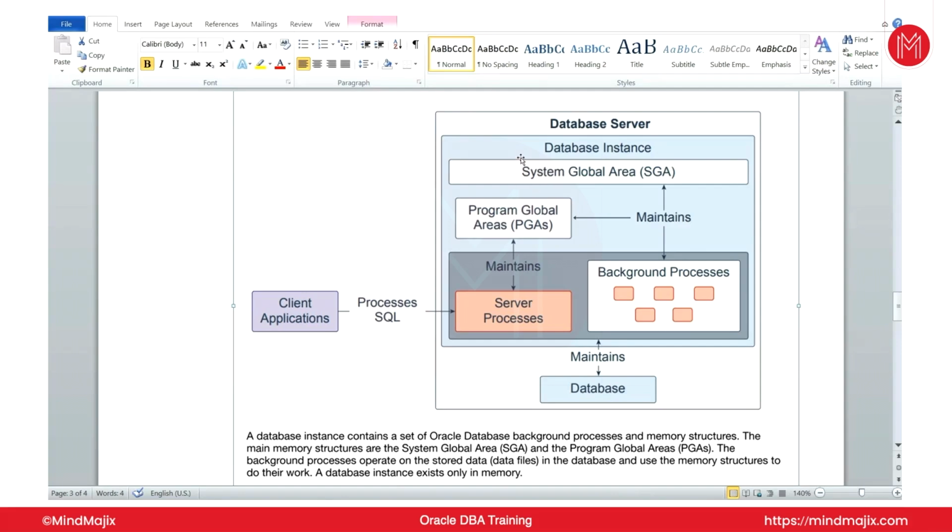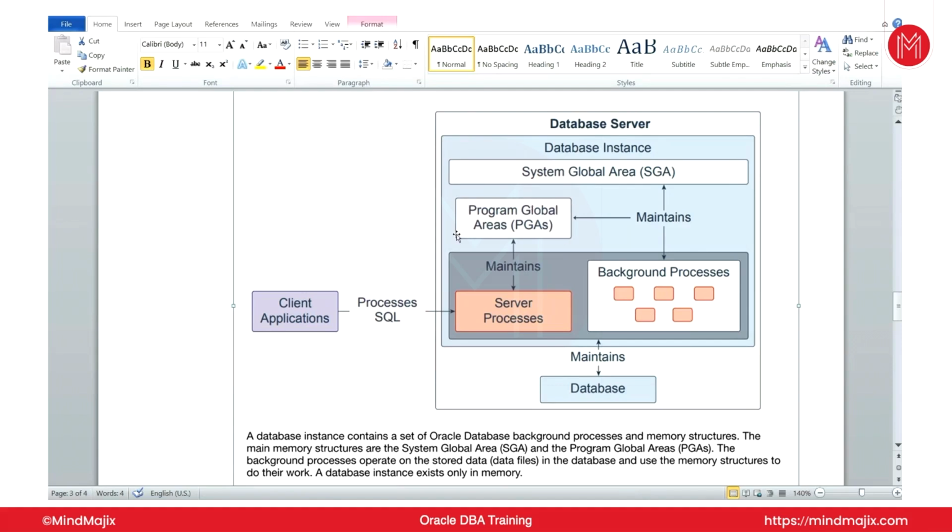So are we good? What does SGA do? SGA holds and contains the data and some control information. This particular area is used by our server processes and background processes. So these processes do their work in this area.